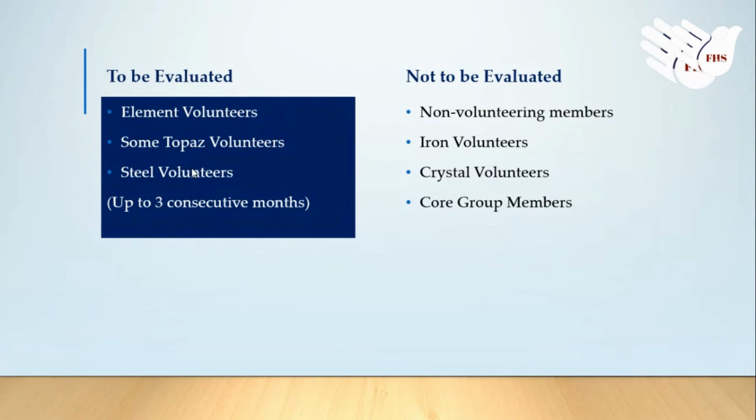Again, who are going to be evaluated? We are to evaluate element volunteers, some topos volunteers, those who wanted to evaluate themselves, and still volunteers up to 3 consecutive months. Those who are not to be evaluated are non-volunteering members, iron volunteers or the irregular volunteers, crystal volunteers or the honorary volunteers, and the core group members.